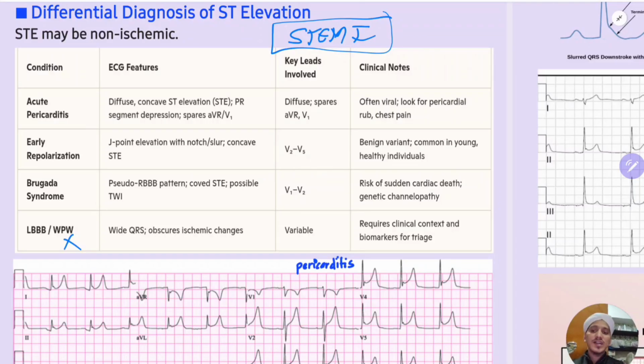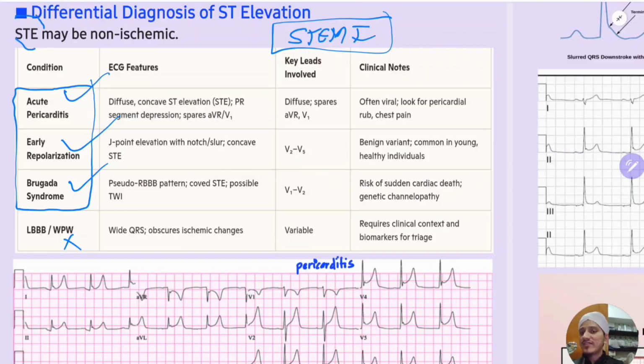This is not a differential diagnosis. Mainly three are the differential diagnosis of ST segment elevation MI. What are those three? Number one is pericarditis, acute pericarditis. Early repolarization pattern, very common in ECGs nowadays. If you see, this is very commonly found. And Brugada syndrome. Some patients you can see this Brugada syndrome. So acute pericarditis, early repolarization pattern, and Brugada syndrome. Three things you remember. So these three things are the differential diagnosis of ST segment elevation.